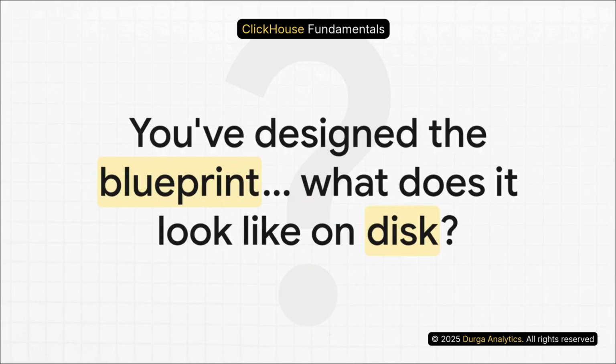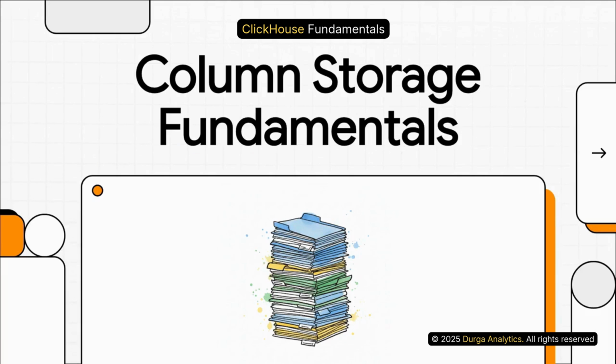So, we've done it. We've designed the perfect blueprint for our house, right? But we haven't seen the raw materials yet. What do those bricks and mortar actually look like on the hard drive? Well, that's exactly what we're going to explore in Chapter 9, where we dive deep into column storage fundamentals. We're going to see what's physically happening on your disk. I'll see you there.